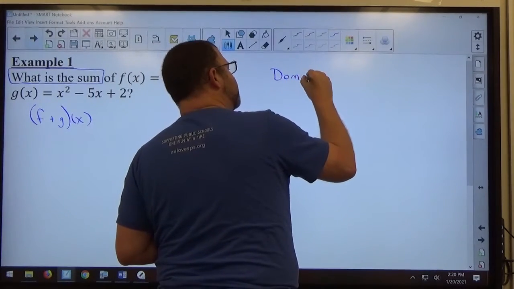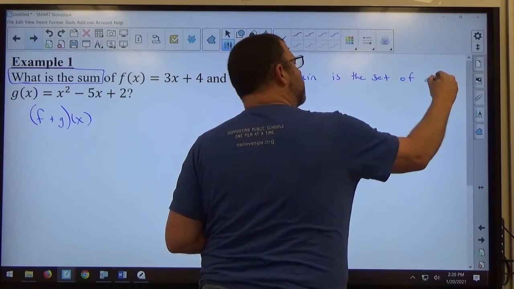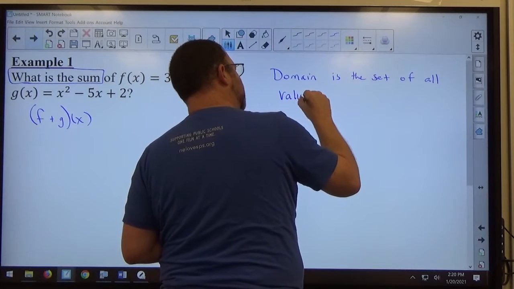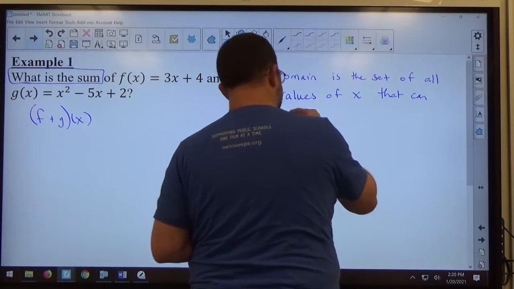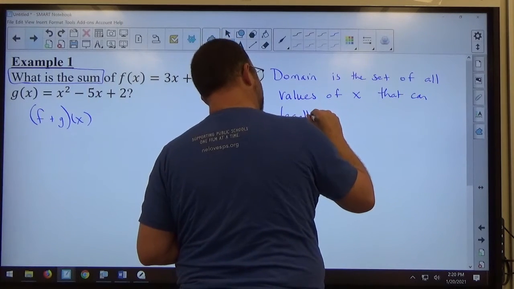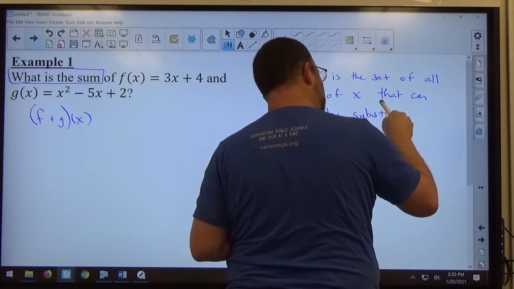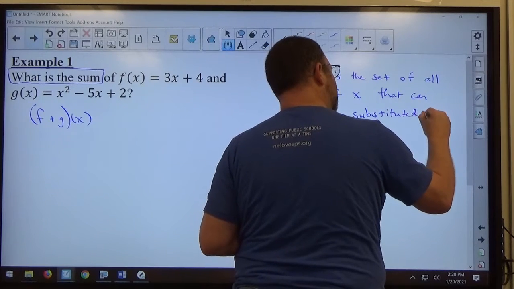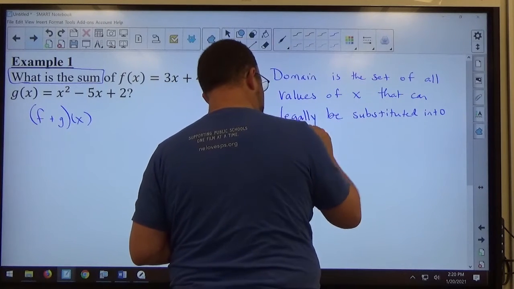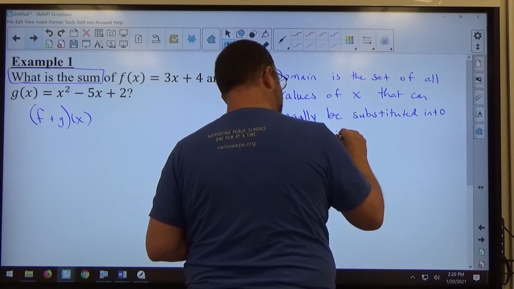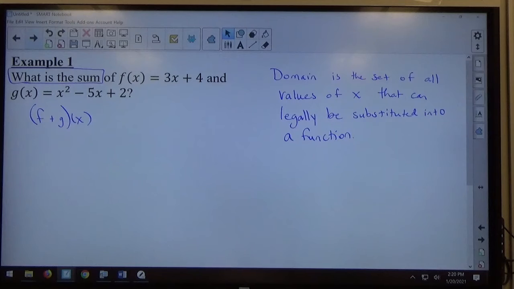Domain is the set of all values of x that can legally be substituted into a function. I don't know if that matches the book's definition word for word, but that's what domain is.